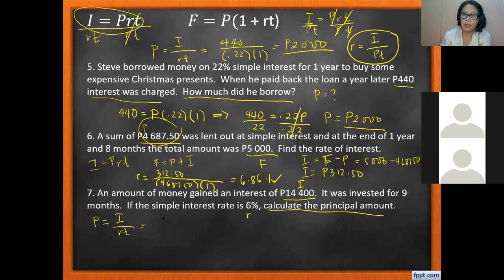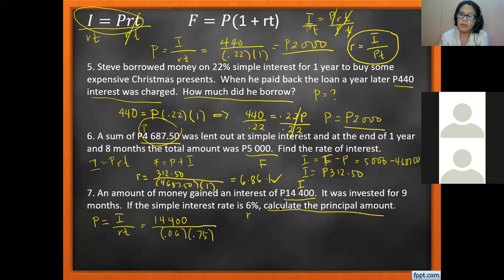Substituting the given in the formula, the interest is 14,400. So we're expecting a bigger amount because 14,400 here is just the interest. All over the rate, which is 0.06, and the time is just 9 over 12 of a year, because the investment is good for 9 months only. So this is 9 over 12, or 3/4, or 0.75.